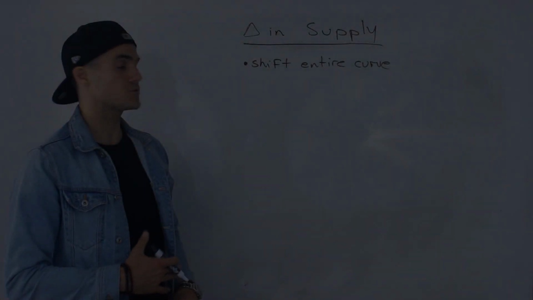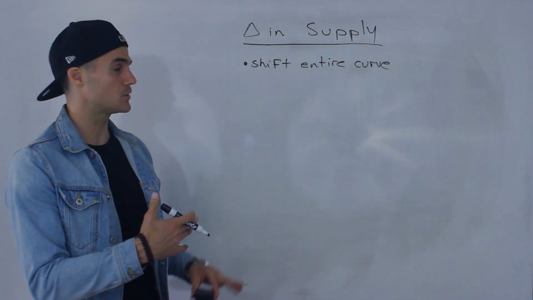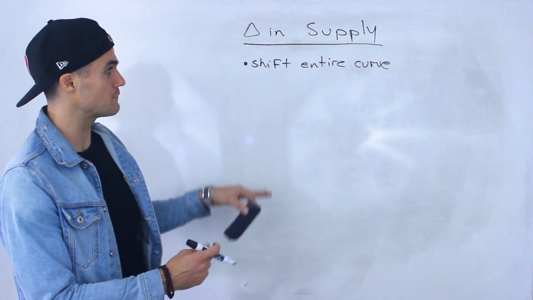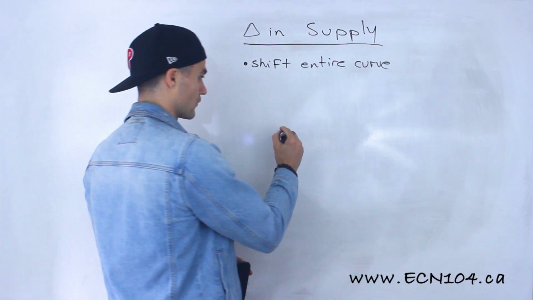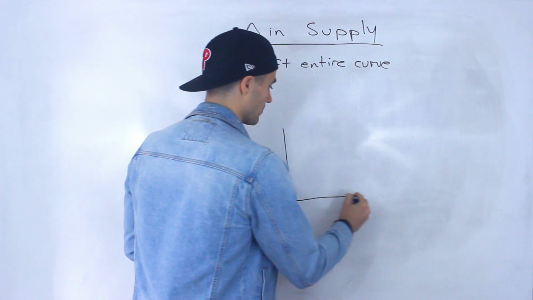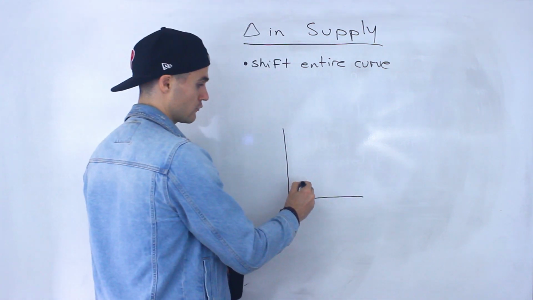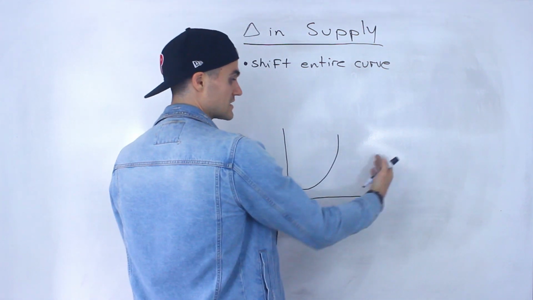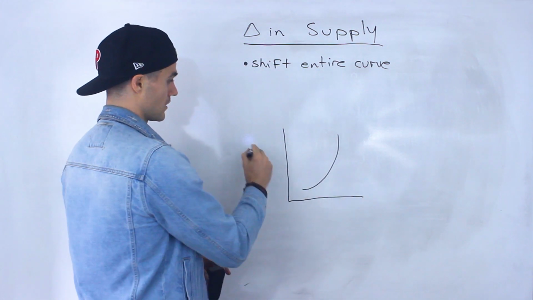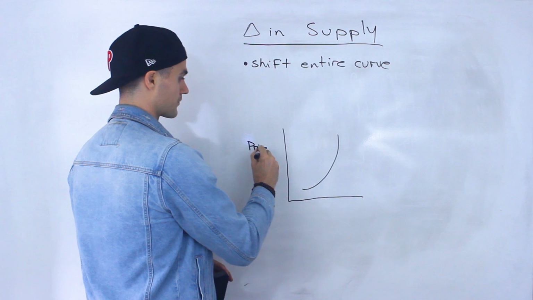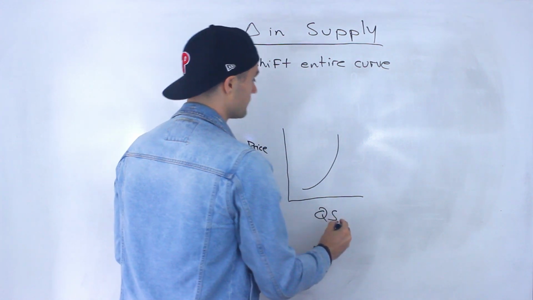So now let's move on to the other way that supply can be affected, which is a change in supply. And I mentioned that that's basically a shift of the entire curve. So we're not just jumping from one point to the next on a curve. Now we're going to be shifting the entire curve. So all of the points on the curve are going to get shifted. So you got price here, and then we got quantity supplied.